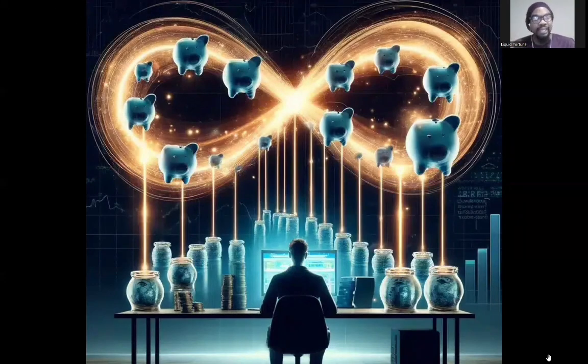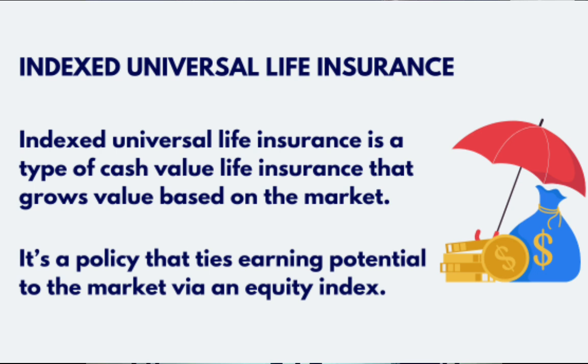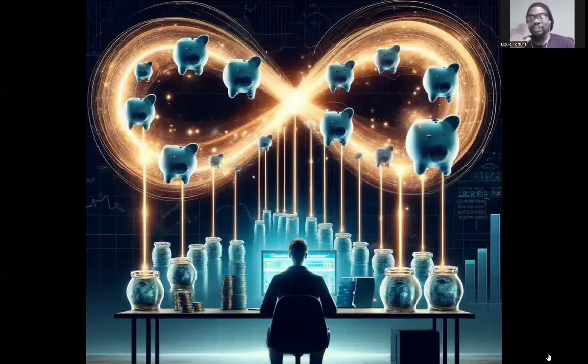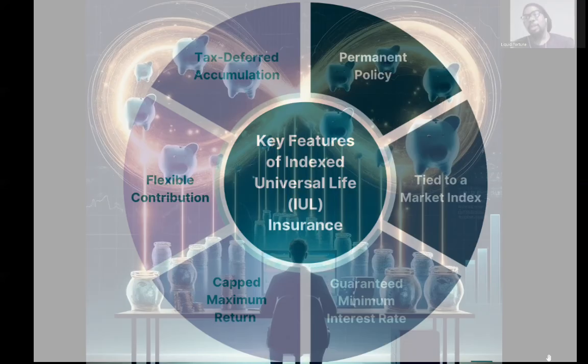On the other hand, Index Universal Life Insurance, or IUL, is also a type of permanent insurance, but it gives you flexibility in your premiums and cash value growth that's tied to a stock market index like the S&P 500. But don't worry. You're not actually invested in the market, so your money is protected from losses.